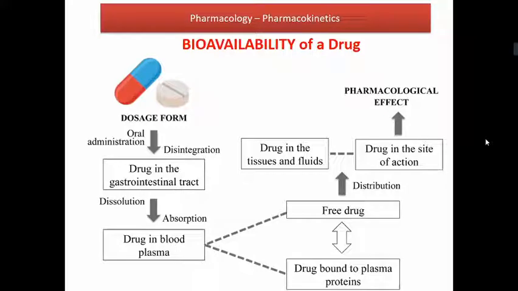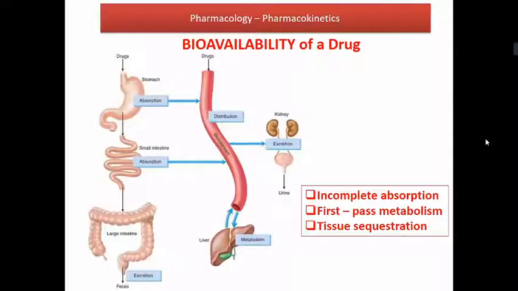So, okay. So, during distribution, so the drug may be concentrated in tissues and fluids, compromising now the distribution again. And then the drug that exert now its expected action, and then the pharmacological effect. Okay, so what are the factors that have an influence in the bioavailability of the drug? So you can have problems in absorption, the influence of first pass metabolism, and the so-called tissue sequestration, meaning the drug is concentrated in a particular tissue.